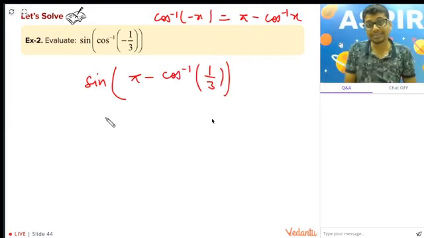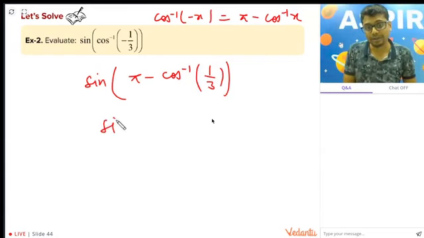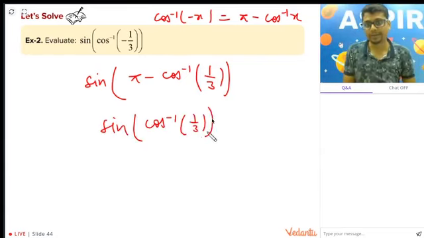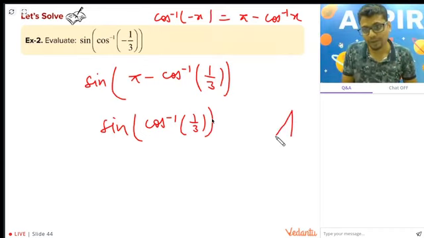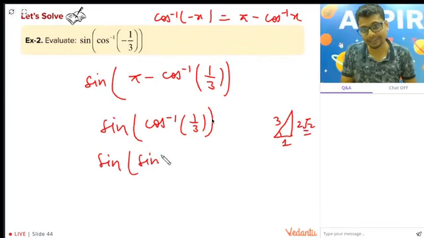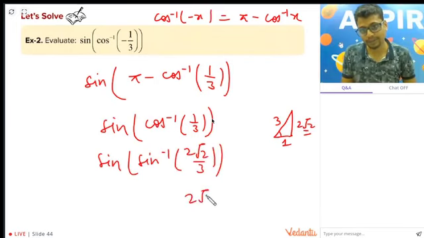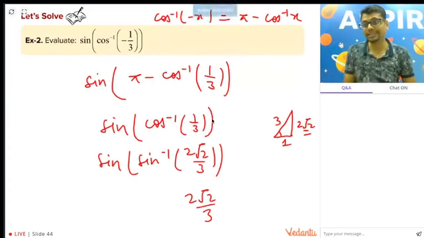Now, sine of pi minus theta is what? Sine theta. Now, cos inverse 1 by 3, this is the previous question: sine of cos inverse 1 by 3. So 1 is my base, 3 is my hypotenuse, so the perpendicular is 2 root 2. So I can write it as sine of sine inverse 2 root 2 by 3. So it becomes 2 root 2 by 3. Khatam. In case there is doubt, please ask.